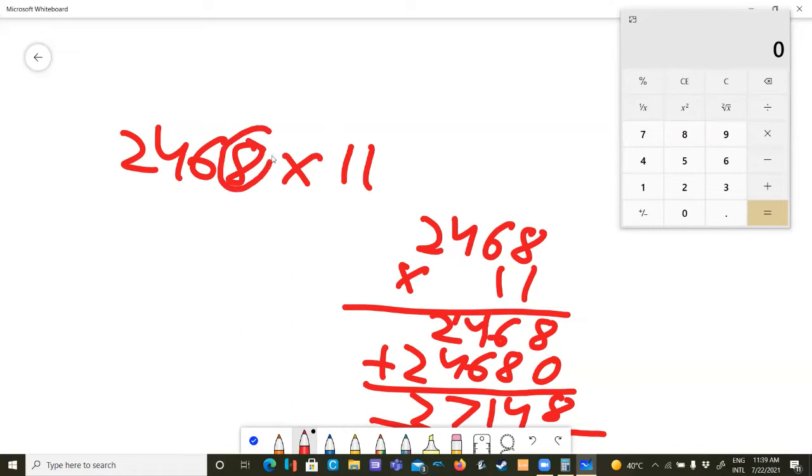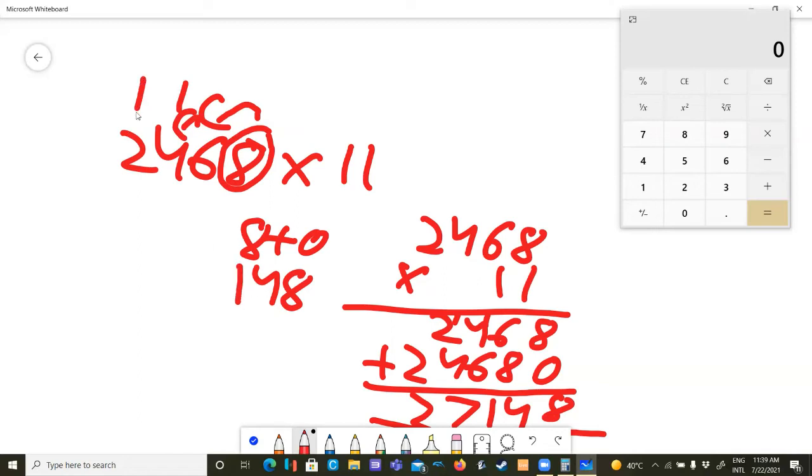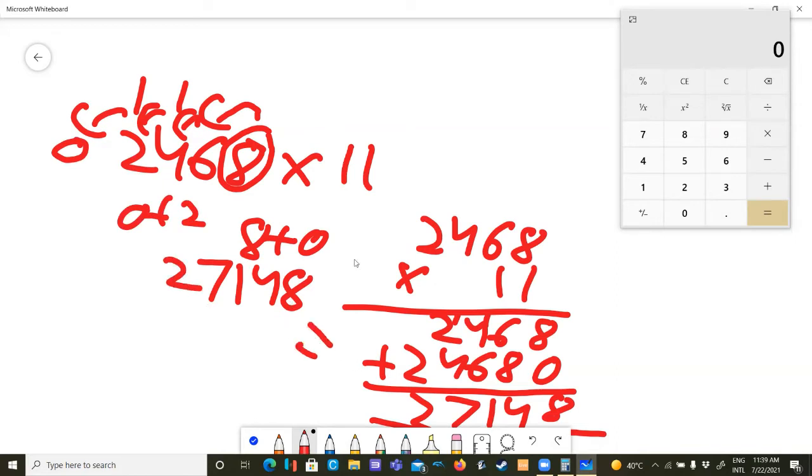Now, let's see it in the trick method. We take 8. To the right of 8, there is no number, meaning 8 plus 0, 8. Moving to 6. 6's neighbor is 8, so 6 plus 8, 14. Carry forward. 4 plus 1, 5. 4's neighbor is 6, so 5 plus 6, 11. Moving to 2. 2 plus 1, 3. 2's neighbor is 4, so 3 plus 4, 7. Moving to blank space, again 0. To the right hand side of 0 is 2, so 0 plus 2, 2. As we can see, the answers are the same again.